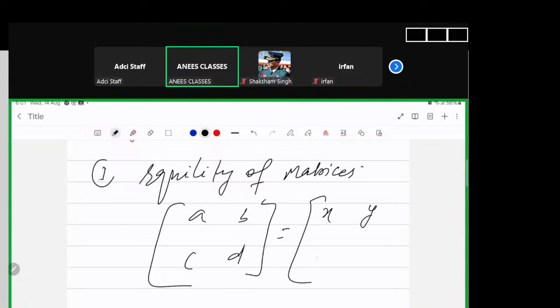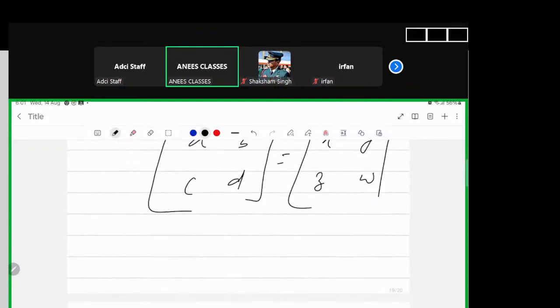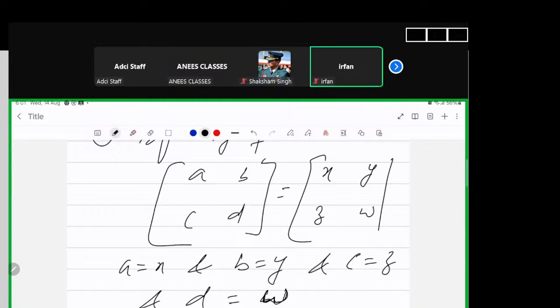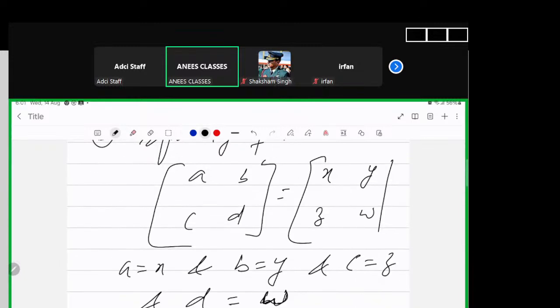X, Y, Z, W. Here you will find four simultaneous equations. A equal to X and B equal to Y and C equal to Z and D equal to W. Understood, everyone? Yes, sir. These are simultaneous equations. So two matrices will be equal if and only if orders are the same and corresponding elements are the same. Understood, Saksham? Yes, sir, understood.